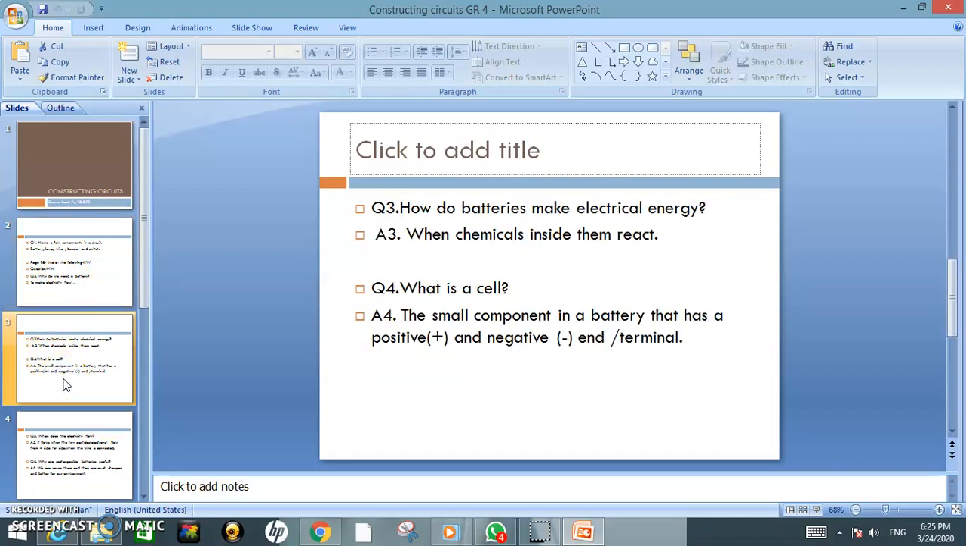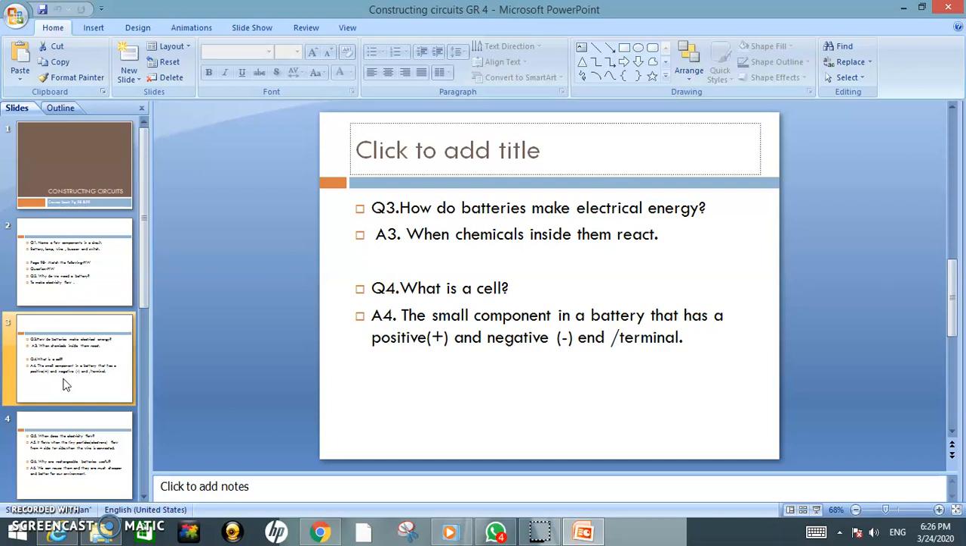How do these batteries make electrical energy? Inside the batteries, there are some chemicals. Never try to open any of the batteries, whether they are old, it can be dangerous because these chemicals are poison. So inside the batteries there are some chemicals, and these chemicals react. When they react, they will produce energy, and that helps to produce the electrical energy.